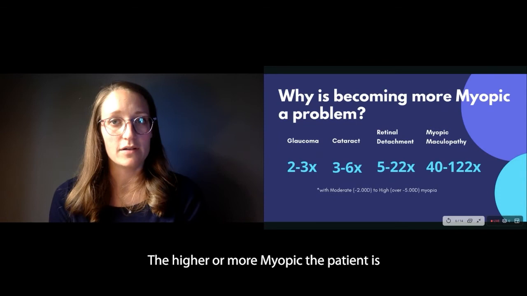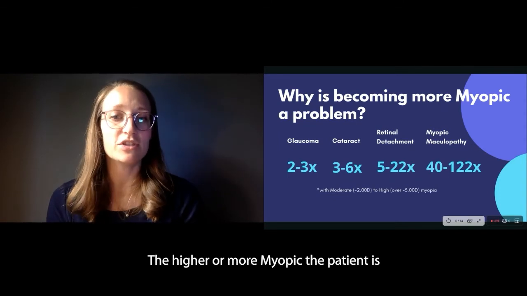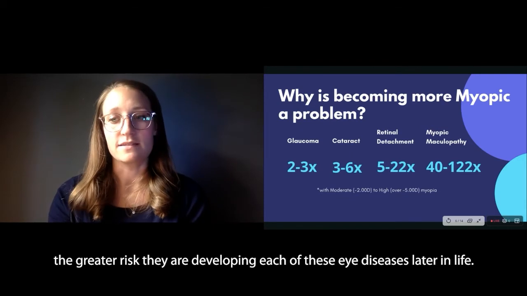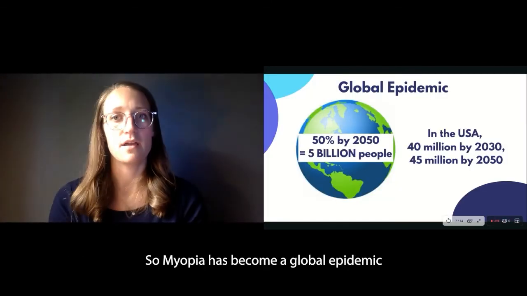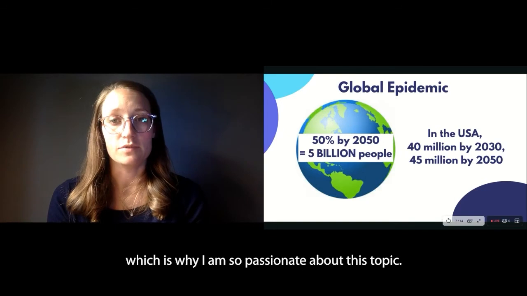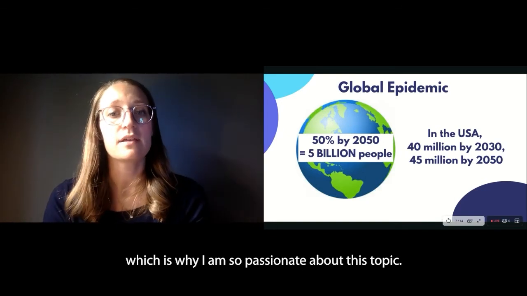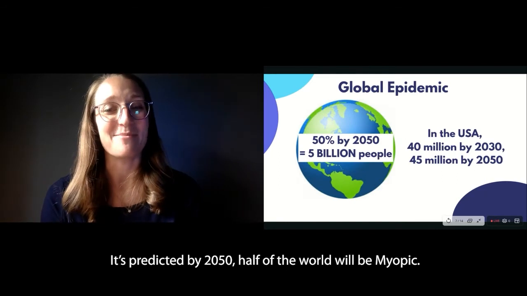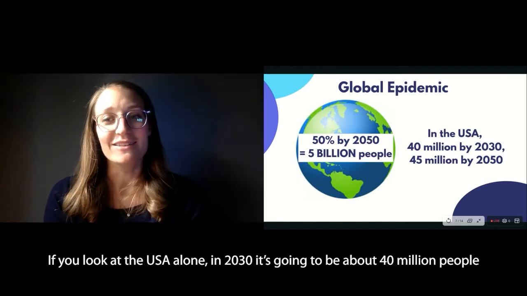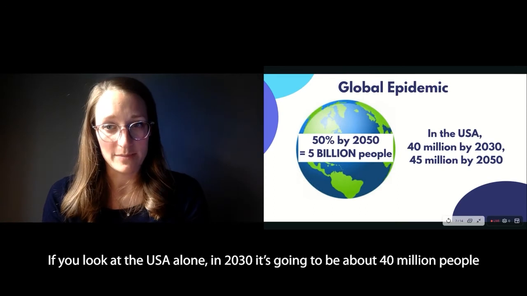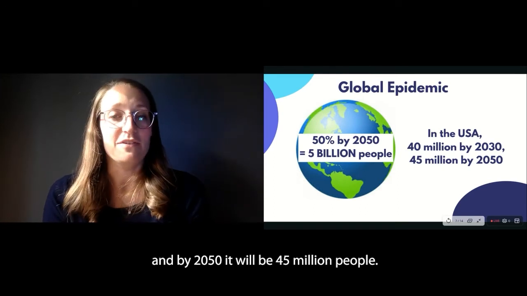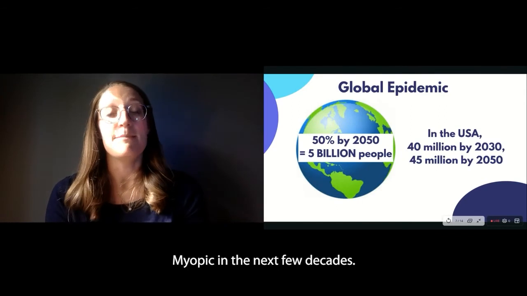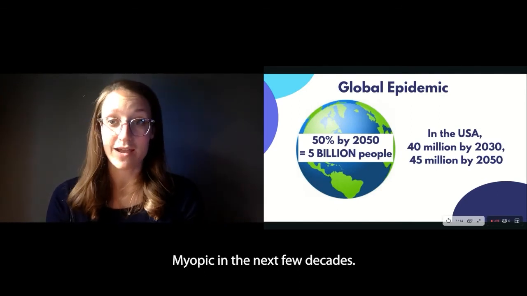The higher or more myopic the patient is, the greater risk they are of developing each of these eye diseases later in life. So myopia has become a global epidemic, which is why I'm so passionate about this topic. It's predicted by 2050 that half of the world will be myopic. And if you look at the USA alone, in 2030, it's going to be about 40 million people. And by 2050, it'll be 45 million people. So a large population is going to be myopic in the next few decades.